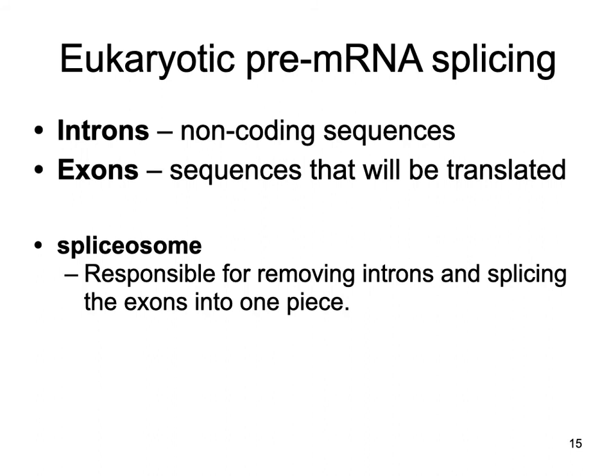And exons are sequences that are necessary and do need to be kept. Okay, so you need to know that introns are things you're going to throw away, exons are parts of that message that you are going to keep. And the spliceosome is a whole collection of enzymes that work together to get this job done.